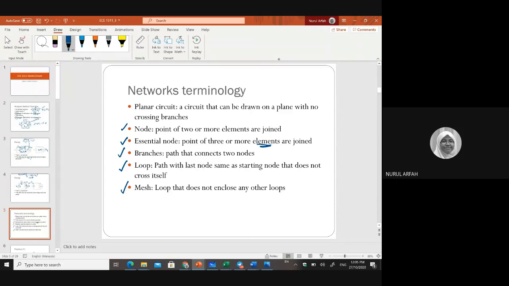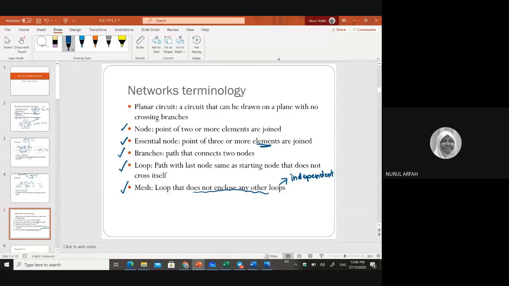Yeah, a mesh is also a loop that does not enclose any other loops. Meaning to say, a mesh is something that should not depend on other loops. The loop is independent.